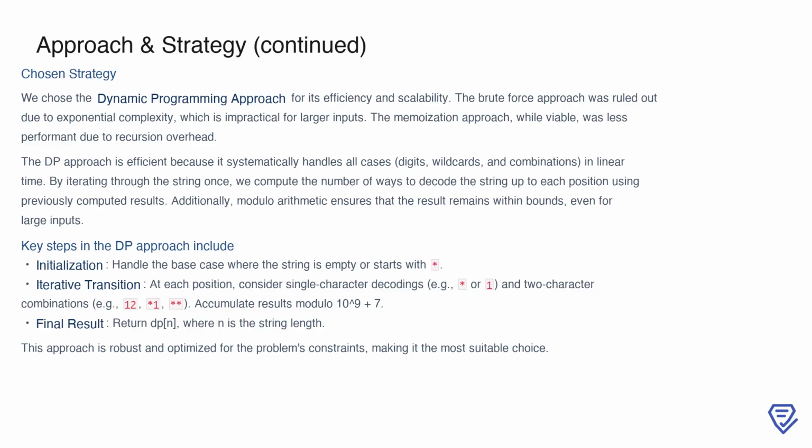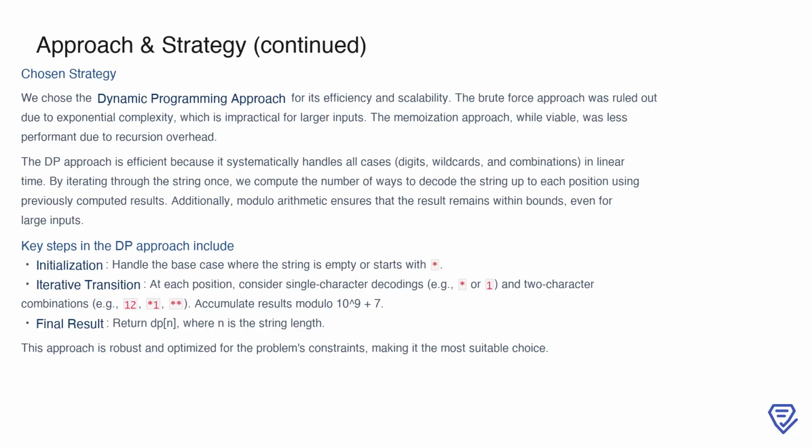The approach also uses modulo arithmetic to manage large results, ensuring they remain within bounds. Key steps in this method involve initializing the base case for an empty string or one starting with an asterisk, iterating through the string to account for single character and two character combinations, and accumulating results modularly. Finally, the result at dp[n], where n is the string length, gives the total number of decoding ways. This approach is robust, optimized, and well suited to address the constraints of the problem, making it the most effective solution.